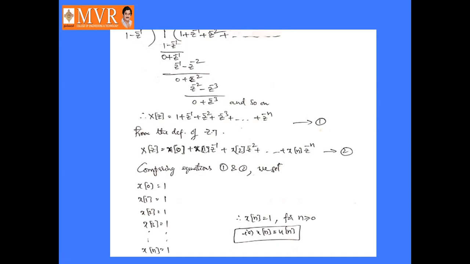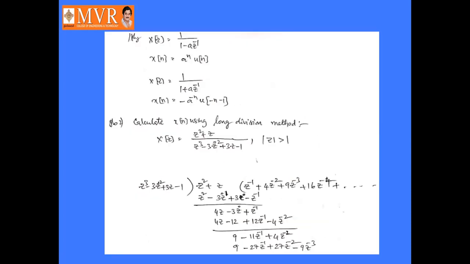But from the definition of the Z-transform, we can write X of z equal to x of 0 plus x of 1 into z power minus 1 plus x of 2 into z power minus 2 plus and so on, plus x of n into z power minus n. That is equation number 2. By comparing these two equations, x of 0 is 1, x of 1 is 1, x of 2 is 1, x of 3 is 1, and x of n is also 1. So all are 1. So x of n equals 1 into u of n for n greater than or equal to 0, that is, x of n equals u of n. This is nothing but the inverse Z-transform of X of z, given X of z, by using the power series method or long division method.